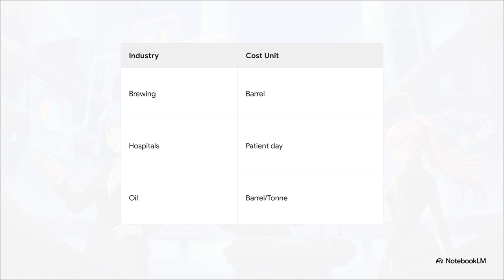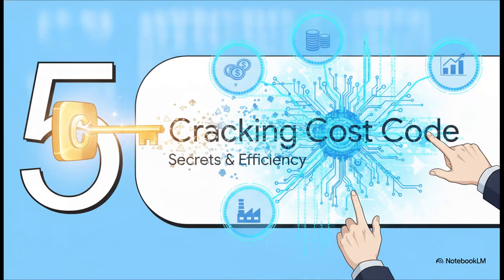If you run a brewery, your cost unit is a barrel. If it's a hospital, it's a patient day. An oil rig, they measure per barrel or ton. Identifying the right cost unit is the anchor for your entire classification system. Which brings us to our final stop, Section 5, Cracking the Cost Code, Secrets and Efficiency.